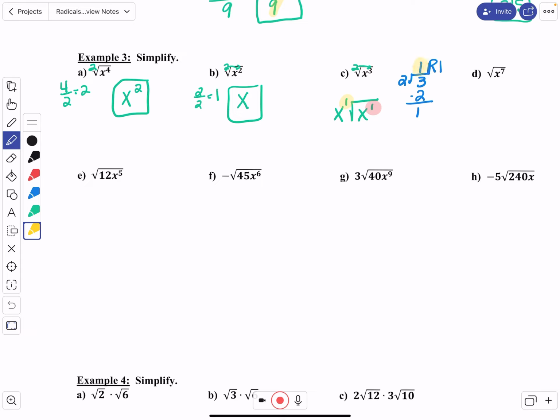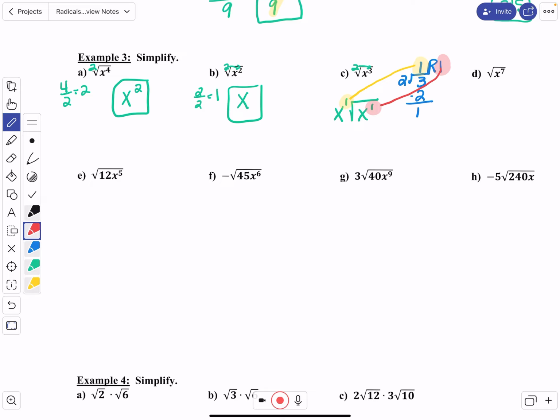So this is your power on the outside. This is your power on the inside. Okay, so if you see what I did there, this is your power on the outside. This is your power on the inside. Your remainder is like your power left over on the inside. So however many times it goes into it is your power on the outside. Whatever your remainder is, the power on the inside.